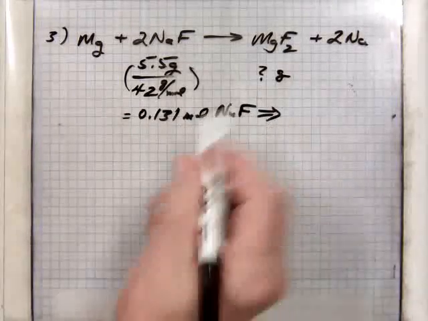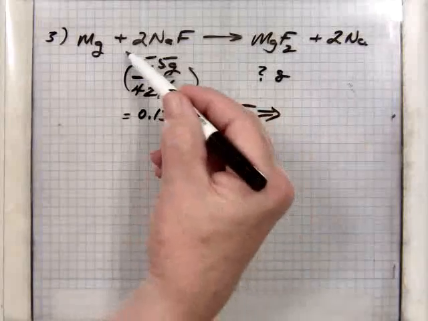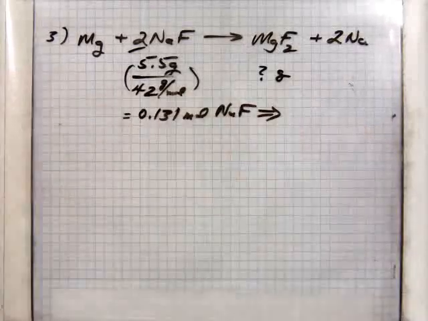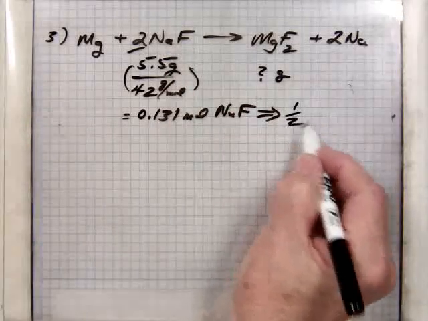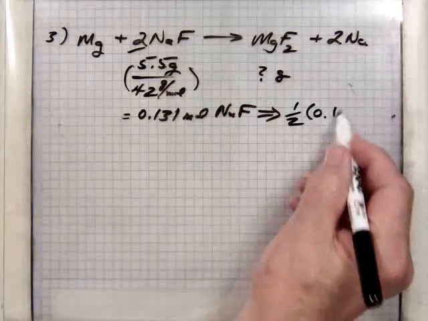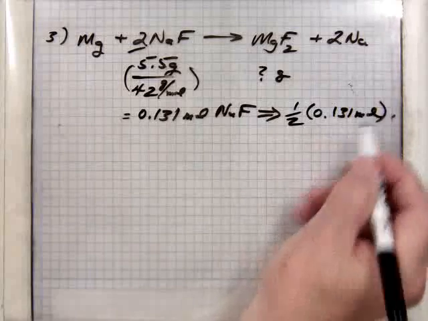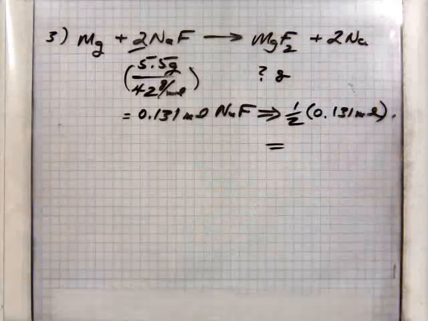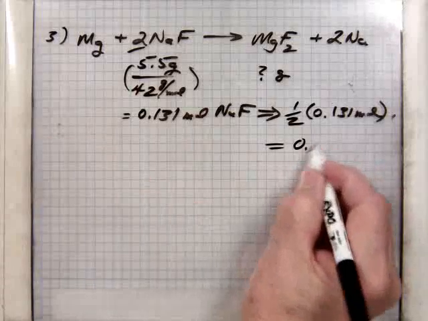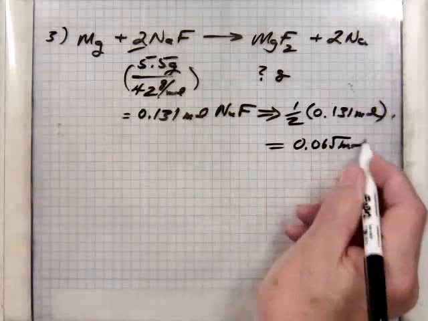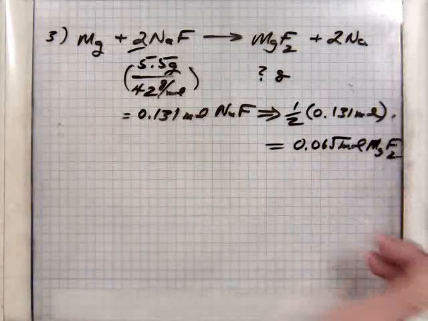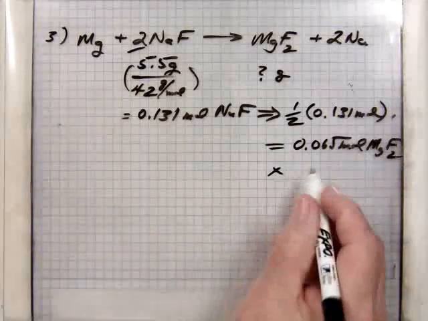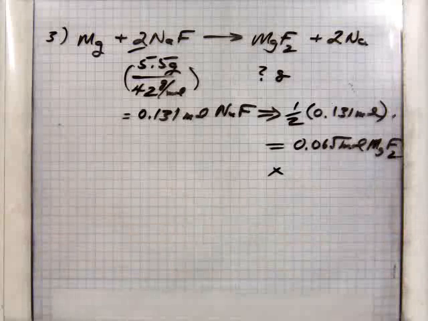And so the yield of the magnesium fluoride, when we compare coefficients, will be half of what we had for the sodium fluoride, so it'd be 1/2 of the 0.131 mole. 0.065 mole of the magnesium fluoride. And then times the formula weight of the magnesium fluoride.